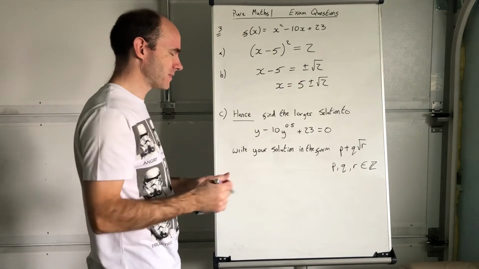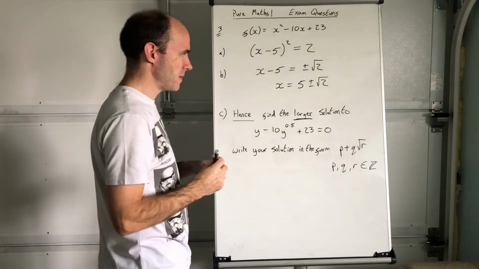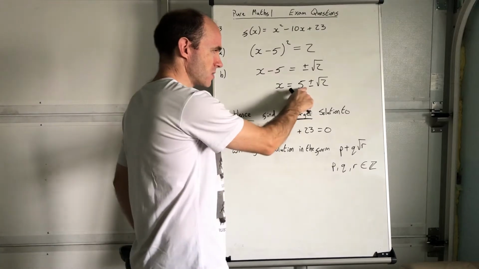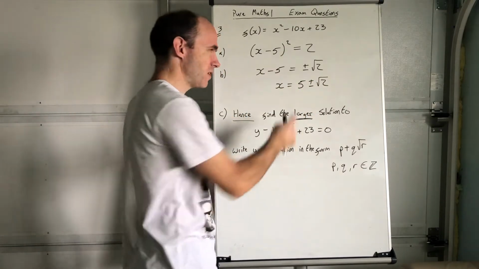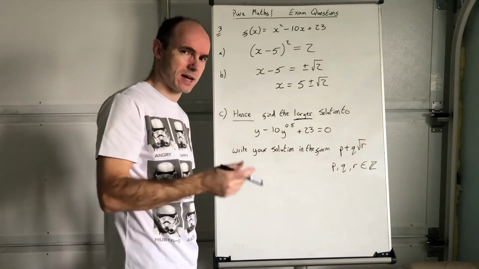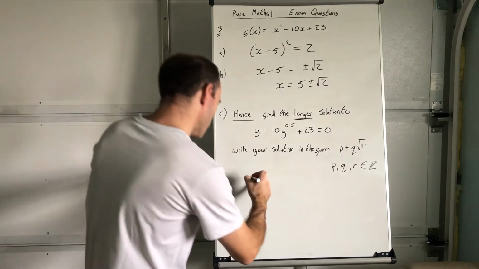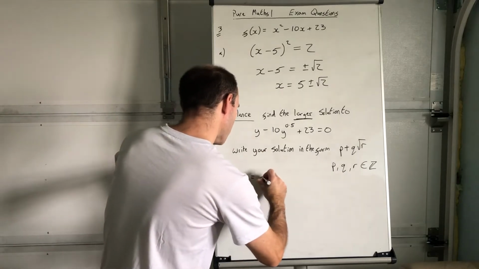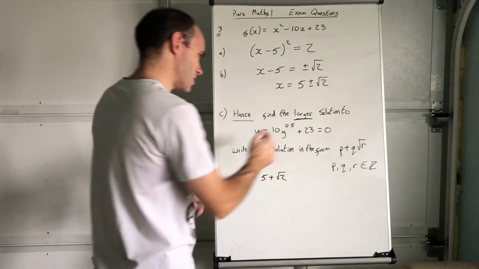First of all, let's think about what it means by the larger solution. Going back to part B, the two solutions are 5 minus root 2 and 5 plus root 2. Clearly the larger one there is 5 plus root 2. So it's likely in the answer of this we're going to have to use x equals 5 plus root 2.